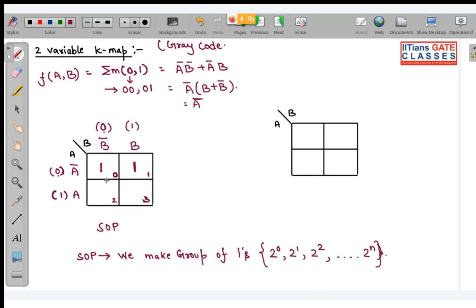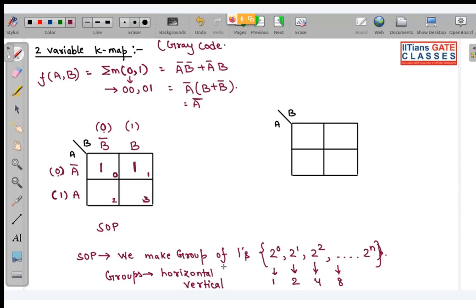So the grouping size can be either 1, 2, 4, or 8. We will see one by one how to make such groups. And remember one thing, your groups will be either horizontal or vertical. Okay, groups will be either horizontal or vertical.